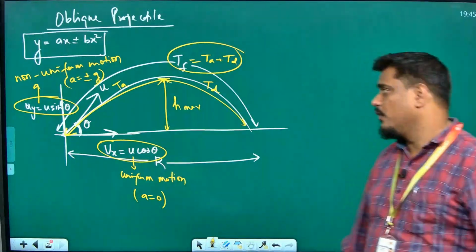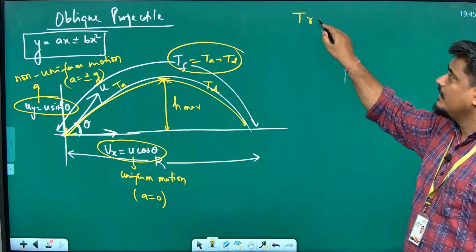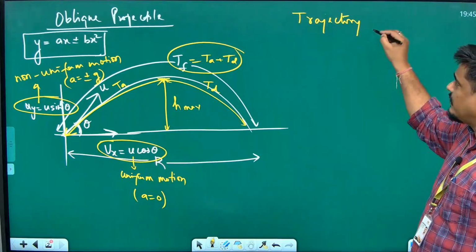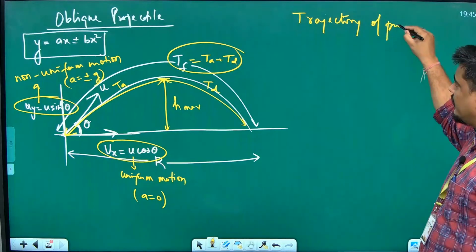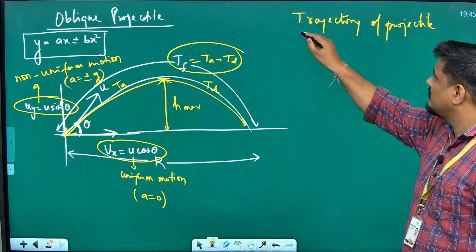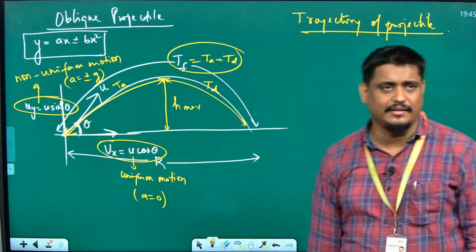Now, first what I am going to do, I am going to prove, find, determine the trajectory of the projectile. So, first step is finding the trajectory of projectile. Please pay attention, I will give time for writing. Everybody pay attention, learn the concept, writing is a very secondary thing.